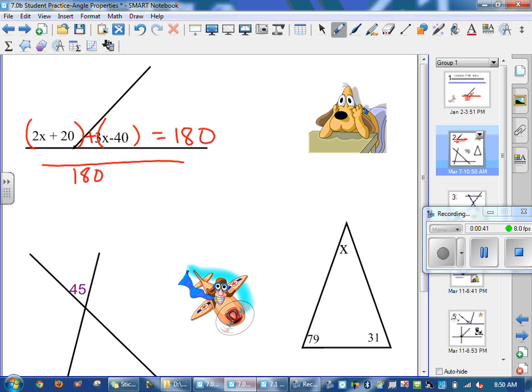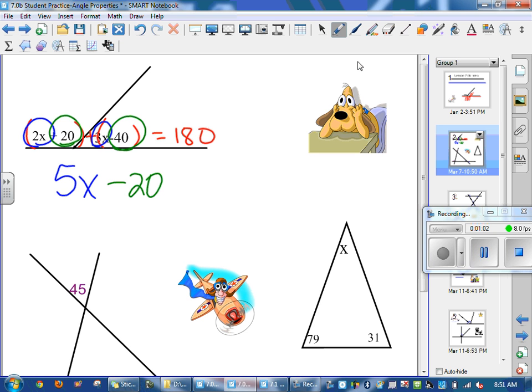So with algebra, we need to add our like terms. So we're going to add all the x's together. So I have 2 of them here, 3 of them here. That gives me 5 x's. Then I need to add the digits that are alone, which are my constants. I have a positive 20, a negative 40, gives me negative 20. All equaling our magic 180.